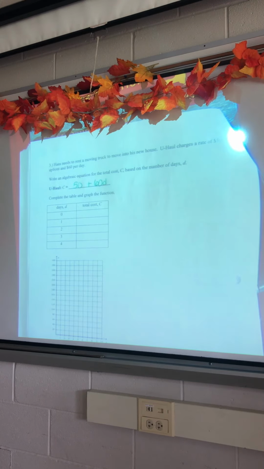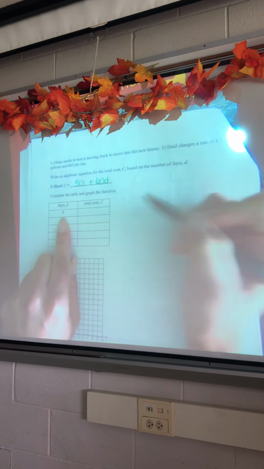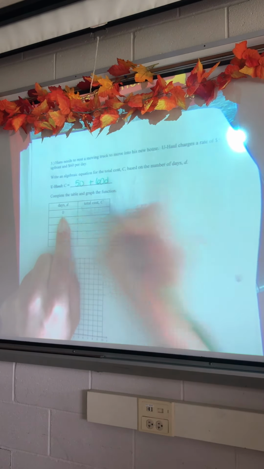So now the next part says complete the table and graph the function. So if I want to know how much it's going to cost for 0 days, D, remember, is representing my days. So where the D is in my equation, I'm going to plug in 0 for D, because it's 0 days. And if I type that in my calculator, 60 times 0 is 0, plus 50 would give me 50. So before I even use the U-Haul, I have to pay $50 up front. Up front means ahead of time.